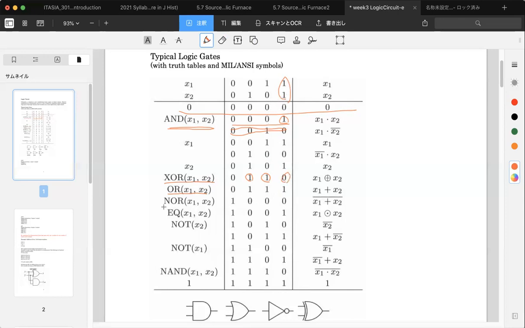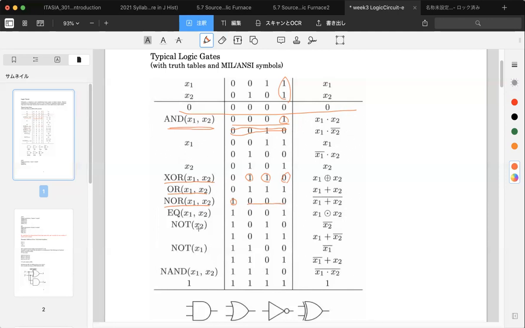And this thing, I think it means neither nor. So obviously, it's neither nor. It's only true when both X1 and X2 are false. So we can see that only here it is 1, and here they are all zeros.